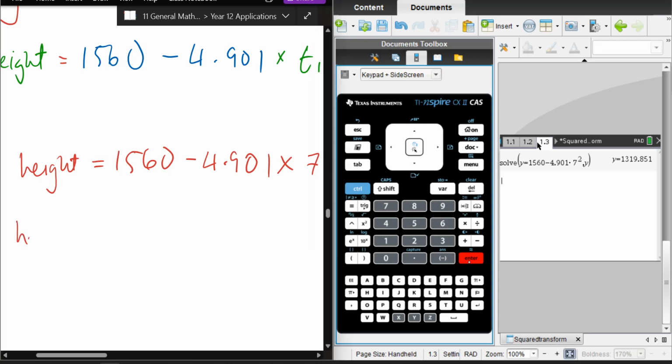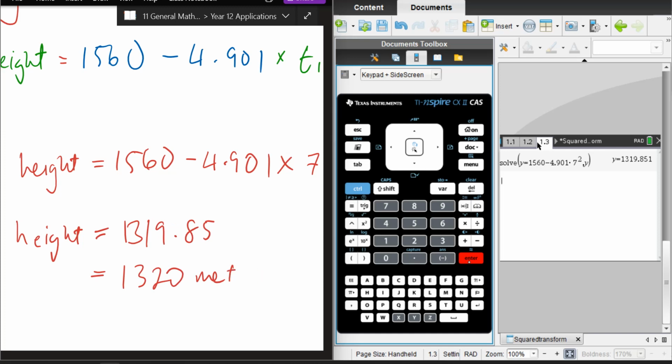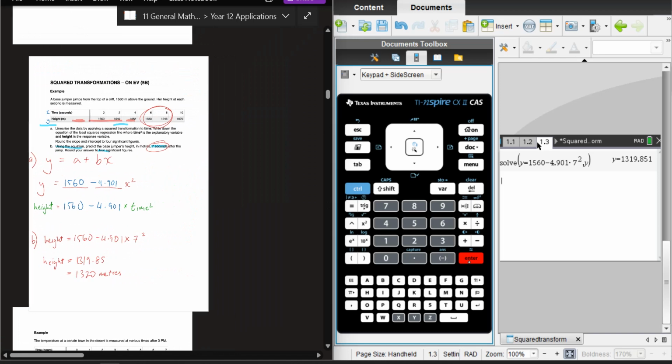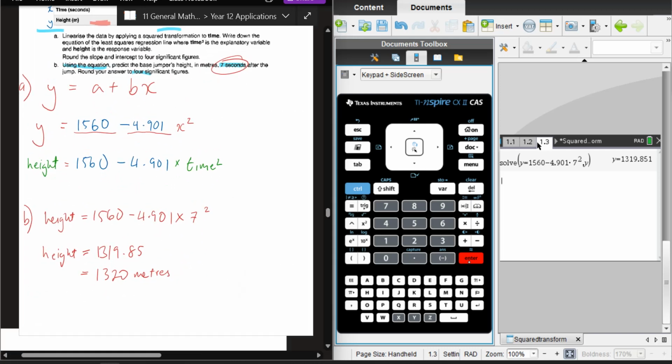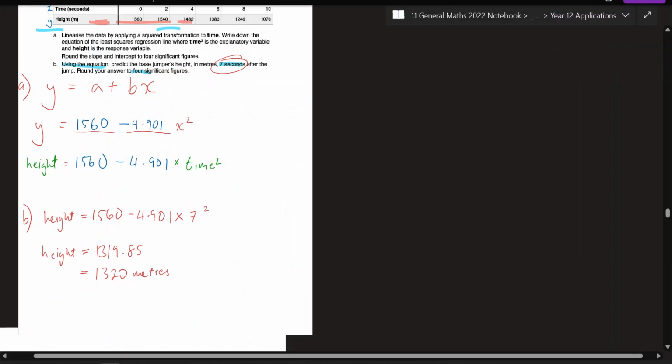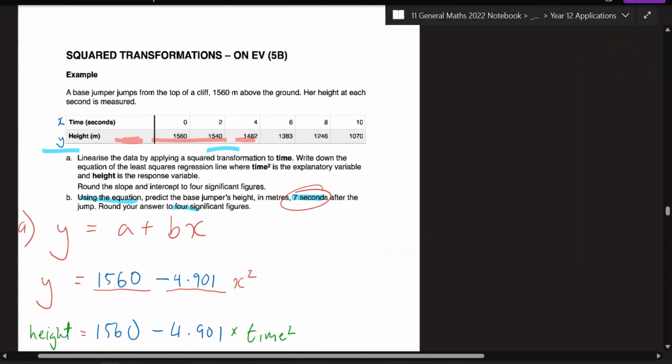And you can double check. Actually, it did say 4 sig figs, so let's change this to 1320. Actually, I'll put the full answer, 1319.85, which equals 1320 meters. And remember, you could check your answer to make sure that you're right. Our answer should be between these two. So 1383 to 1246 and 1320 is in between that. So we did it right. Okay, so use your solve function for the predictions. It helps out a lot. Okay, so that's your transformations for your squared transformations on EV.